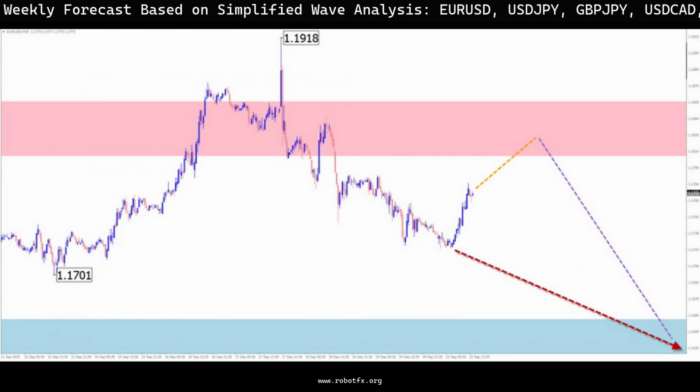Weekly forecast based on Simplified Wave Analysis: EURUSD, GBPJPY, USDCAD, NZDUSD, EURGBP, Gold. September USD brief analysis column.